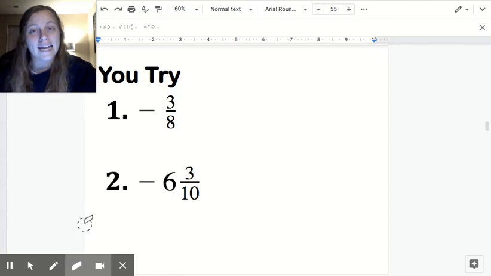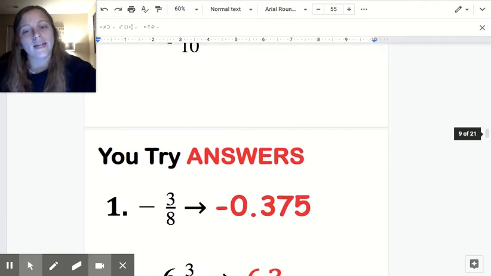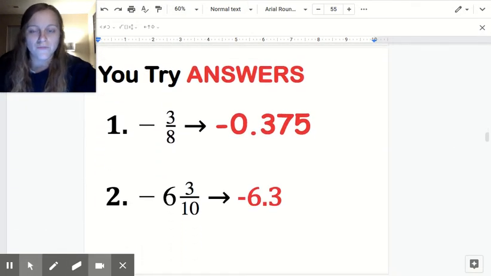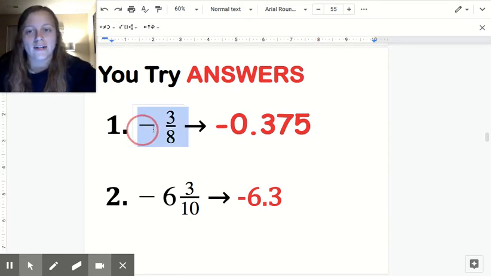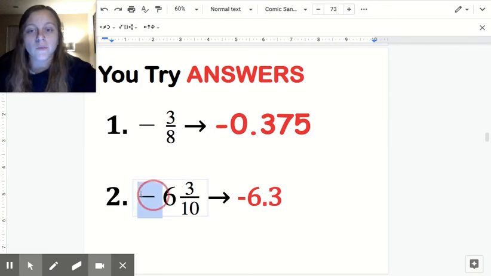All right, let's go ahead and look at these answers. So negative 3/8 turns into negative 0.375. Negative 6 3/10 turns into negative 6.3, in decimal form. So as you can see in this first one, I made sure not to lose my negative out in front. It was in my fraction, so it's got to be in my decimal. In this one, I made sure not only not to lose my negative, but also my whole number here. You don't want to lose the whole number out in front.